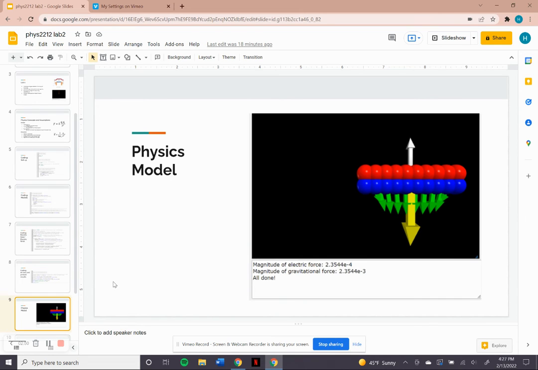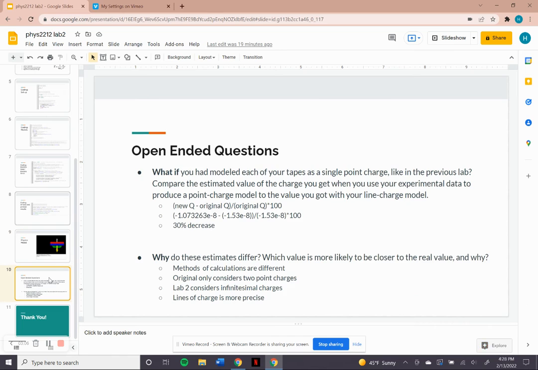So here now we have a new model. We can see the divided up sections, and we have electric force, gravitational force, and the net electric force. And then we can see that the magnitudes are equal, just as stated before, so then we have a more accurate charge.